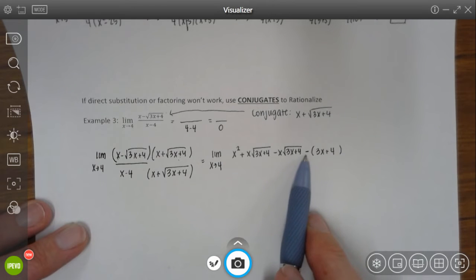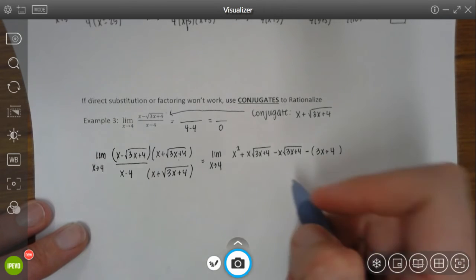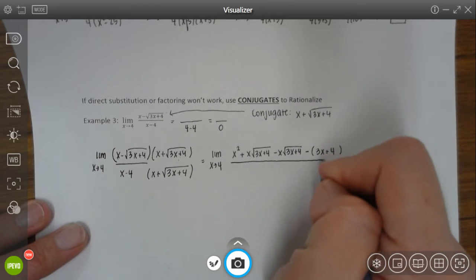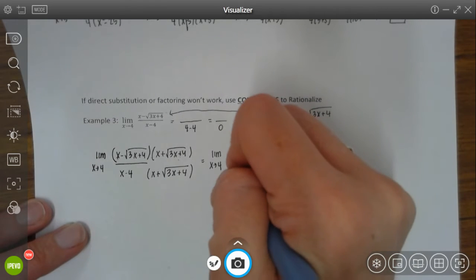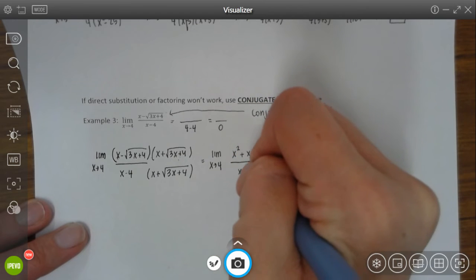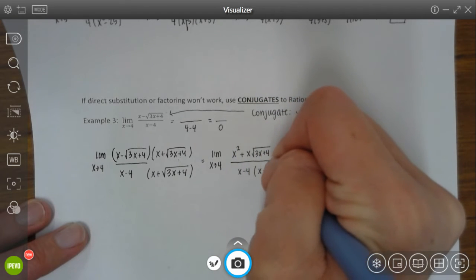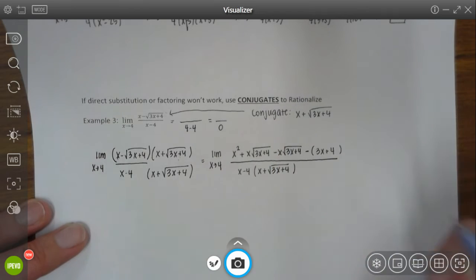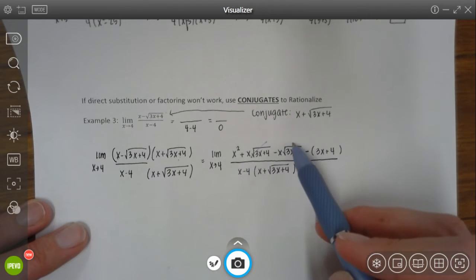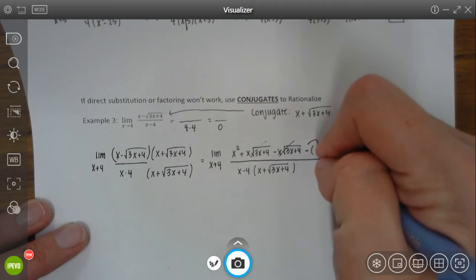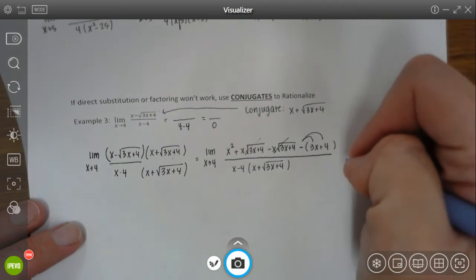And just be careful of that minus sign here. That's going to have to be distributed out to that quantity at the end. So that's why we want to be careful about parentheses there. And then the denominator, I'm actually just going to keep as x minus 4 times the conjugate. So I don't want to multiply this out. But I can notice that there's definitely some things in the numerator that I can simplify. These terms are going to cancel. And then I can also distribute out that minus.